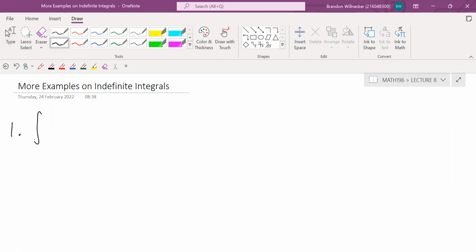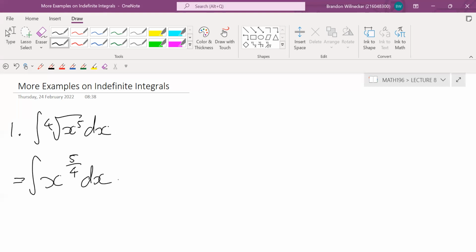So we want to calculate the integral of the fourth root of x to the 5. Okay, as it is, it looks pretty complicated. However, using our surd to exponent rules, we can turn this into a nice exponent form. So we can write this as the integral of x to the 5/4 dx.